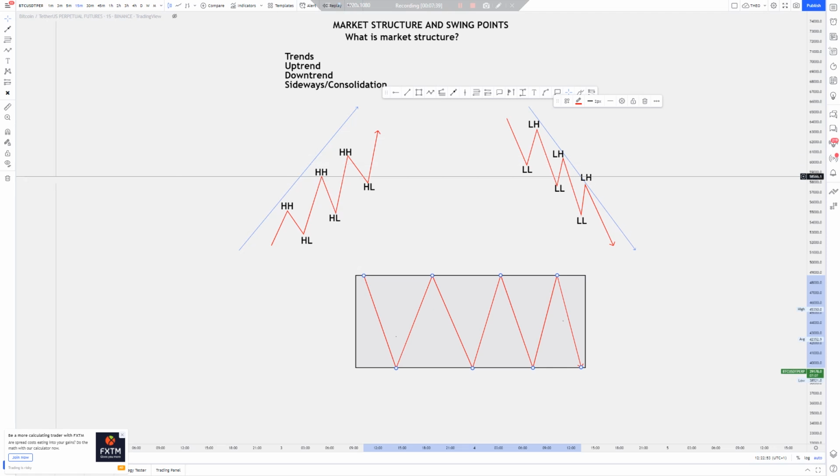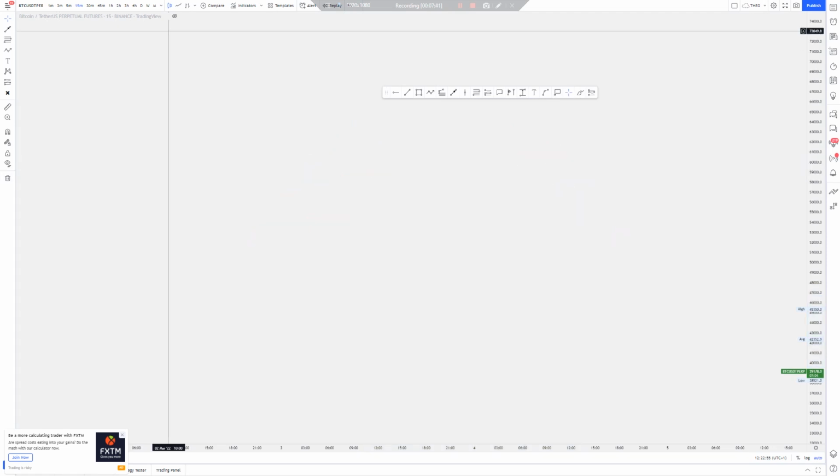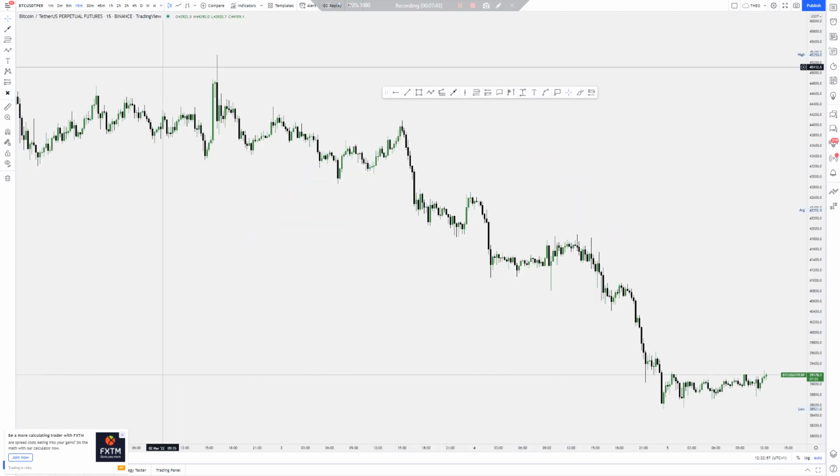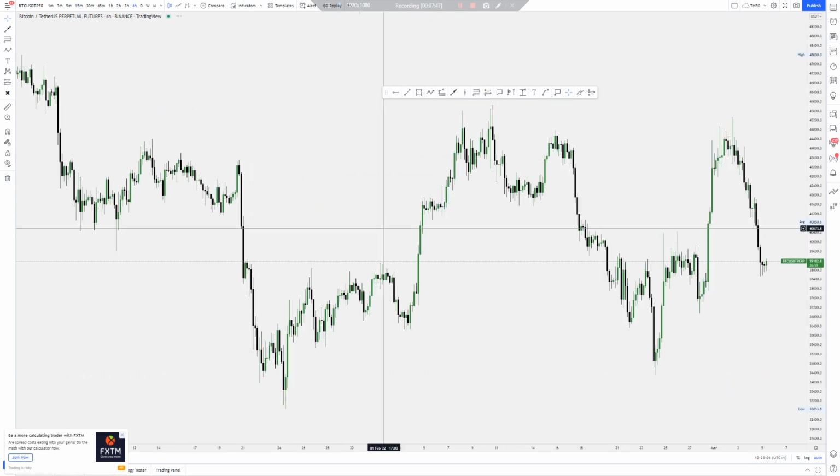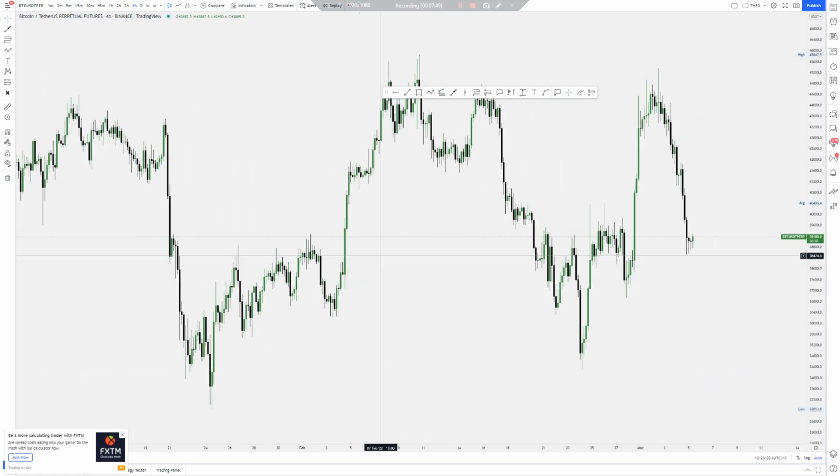It all depends on the direction of the market. As you can see, we are in an uptrend. So basically, you can see right there we have a higher high and a higher low. Let's delete this. We have a higher high and a higher low.